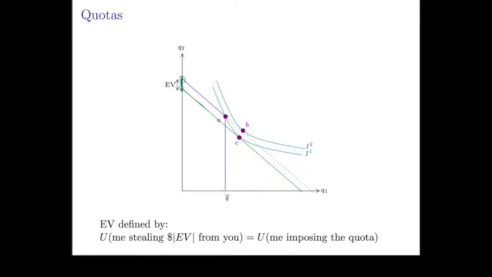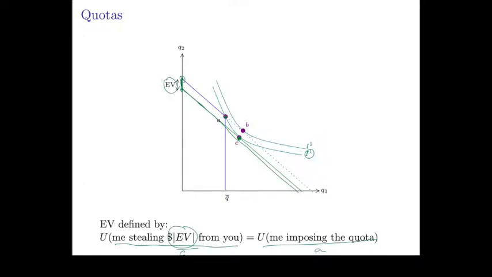Let's suppose we took away EV dollars and said, now there's no quota. Then you could buy anything on this budget line. And let's suppose we picked EV just so that when you pick the optimal bundle for you on this new budget line, where we've taken away EV dollars, you pick C, which is on the same indifference curve as A. Then your utility, with me taking away EV dollars from you, is equal to your utility from me imposing the quota on you. You pick C if I take away EV dollars, and if I impose the quota, you take A, and your utility from C and A are equal.